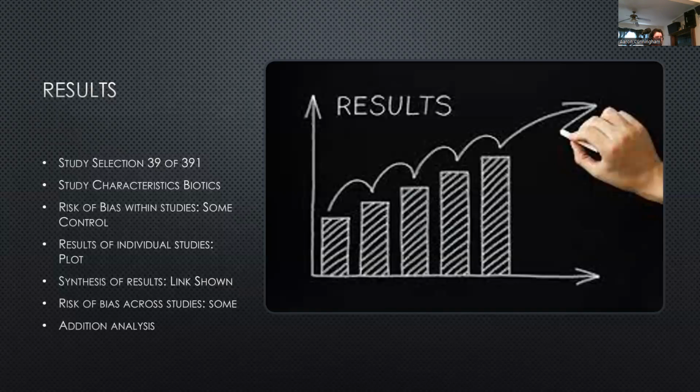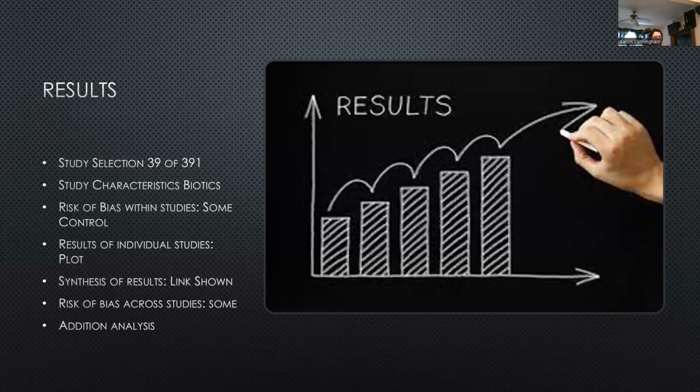So the results of this paper, of 331 papers, 39 were the only ones that were found to be relevant for this paper. So the study characteristics, this paper has to do with, as said before, just probiotic usage. The risk of bias within the studies, again, there is some. There is some questioned control within specifically the in vitro studies, but I could not find control outside of that.